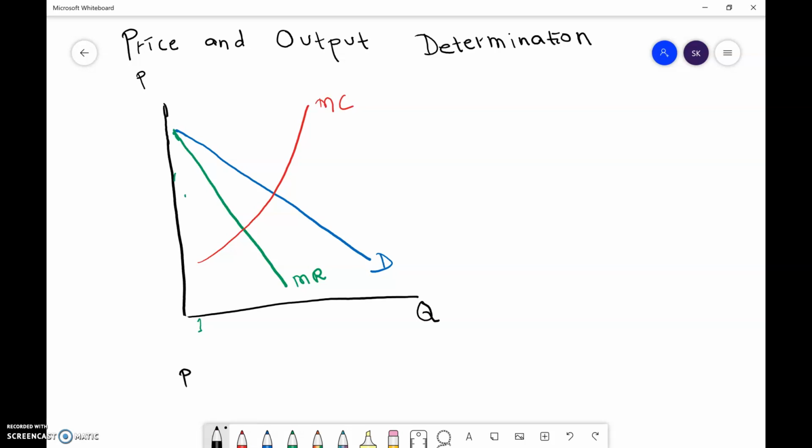Just some comments here. The profit maximizing output is determined at the point at which marginal revenue is equal to the marginal cost of production. This is the point at which the marginal cost and marginal revenue are cutting each other. The next thing I'll do here is drop a line to the horizontal axis, and this is the monopoly output.